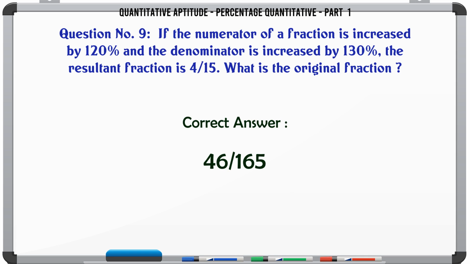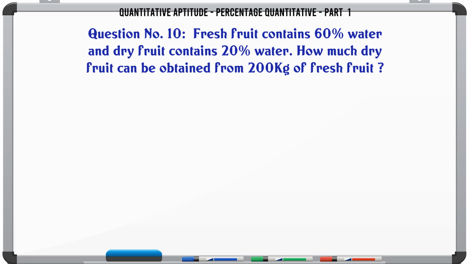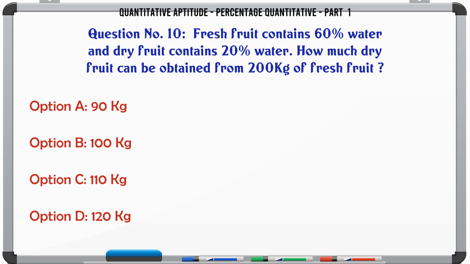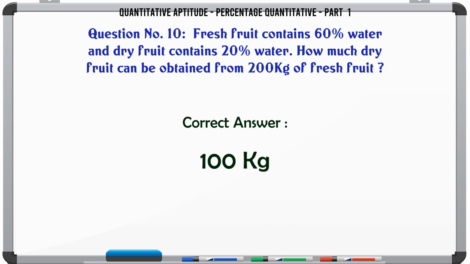46/165. Fresh fruit contains 60% water and dry fruit contains 20% water. How much dry fruit can be obtained from 200 kg of fresh fruit? A 90 kg, B 100 kg, C 110 kg, D 120 kg. The correct answer is 100 kg.